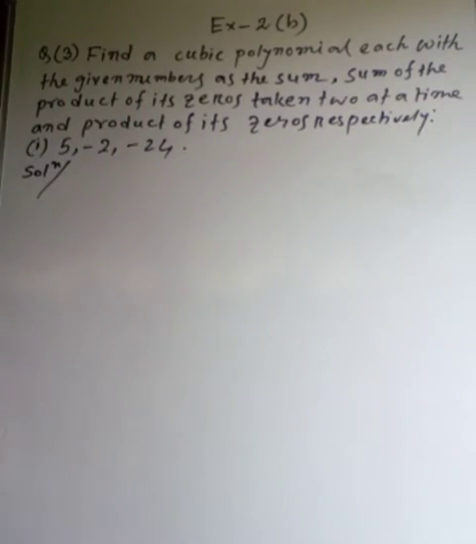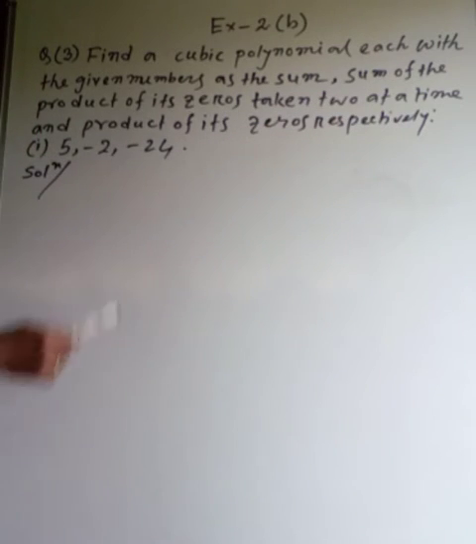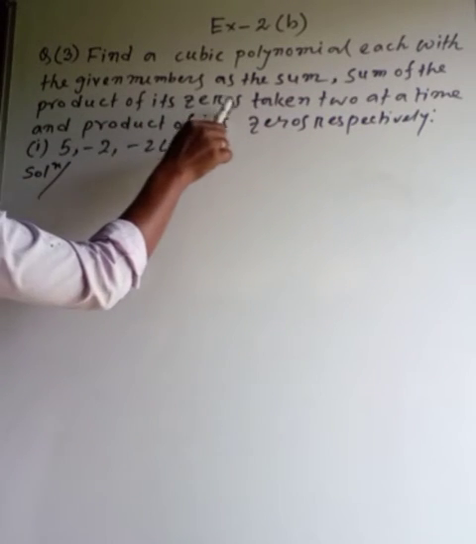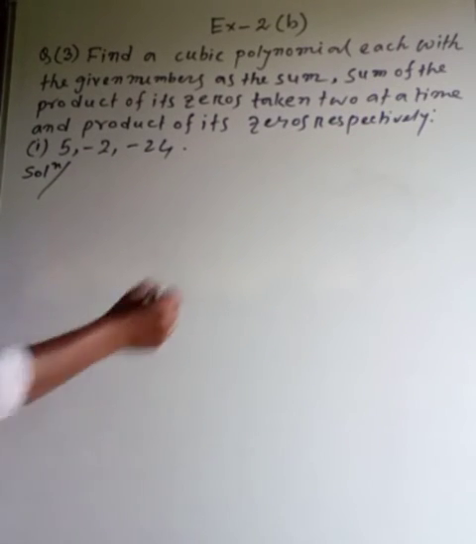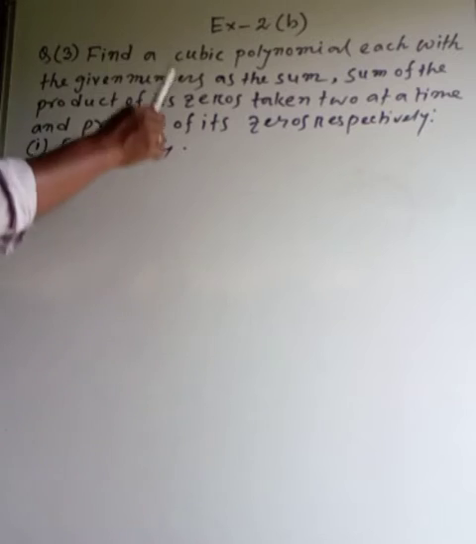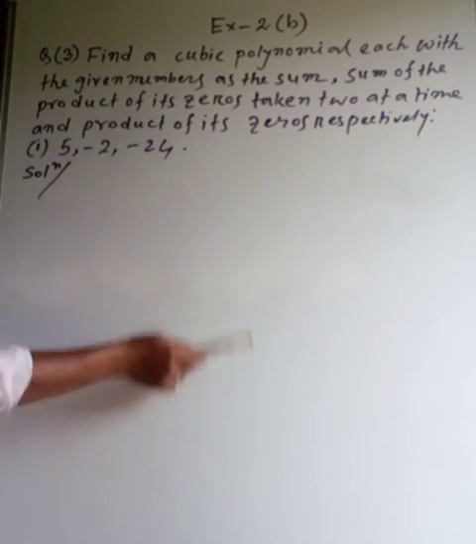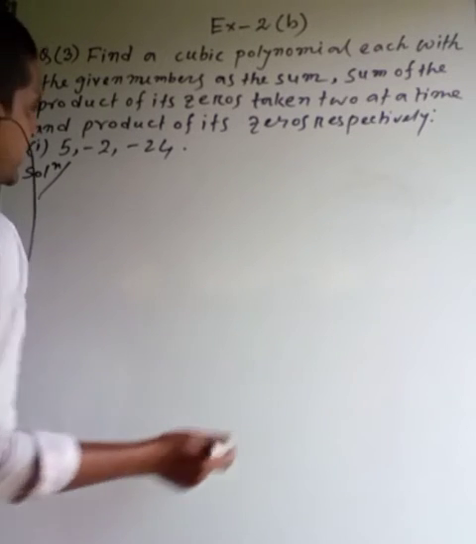Then the second part of the question, sum of the product of its zeros taken two at a time. What does this one mean? This one means alpha beta plus beta gamma plus gamma alpha. Already we have discussed in the last classes. So the third part is the product of its zeros. It means alpha into beta into gamma, alpha beta gamma.